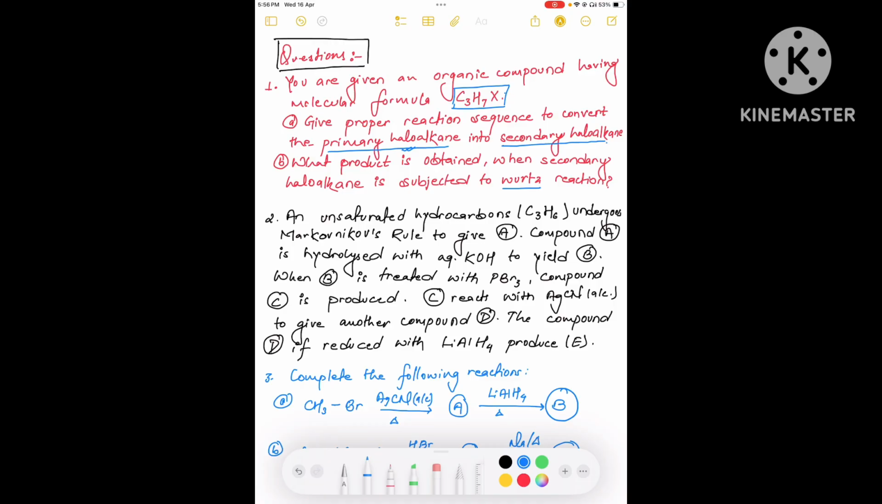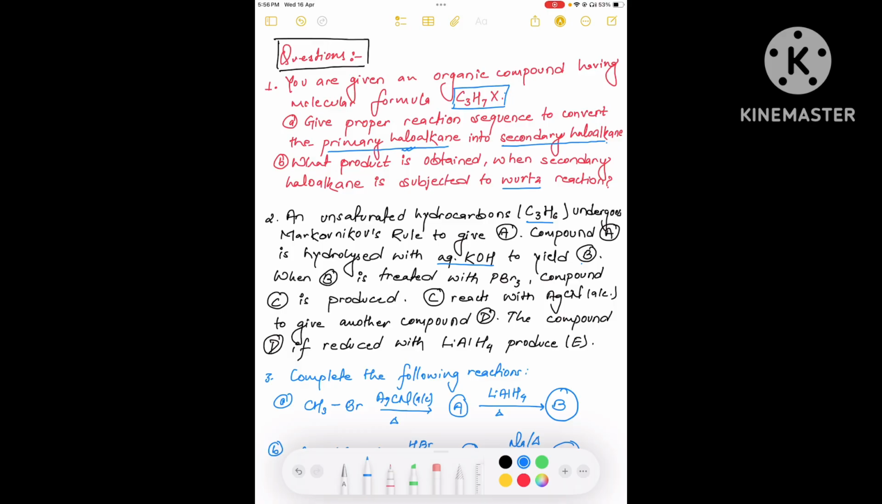So the second question: there is an unsaturated hydrocarbon. Unsaturated means double bonded or triple bonded. We have the molecular formula C3H6, so it needs to be double bonded. It undergoes addition following the Markovnikov rule to give A. So you add hydrogen halide, HBr or HCl, and by following the Markovnikov rule, this compound makes A. Compound A you hydrolyze with aqueous KOH, and it yields B.